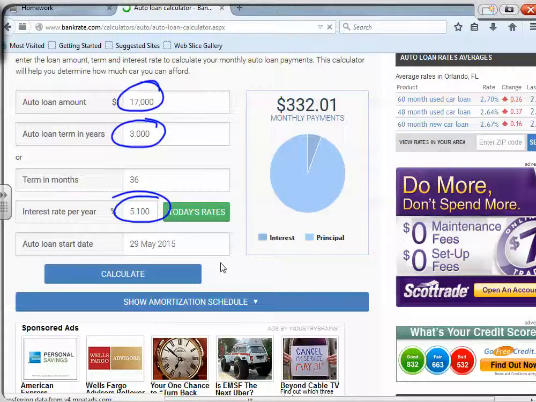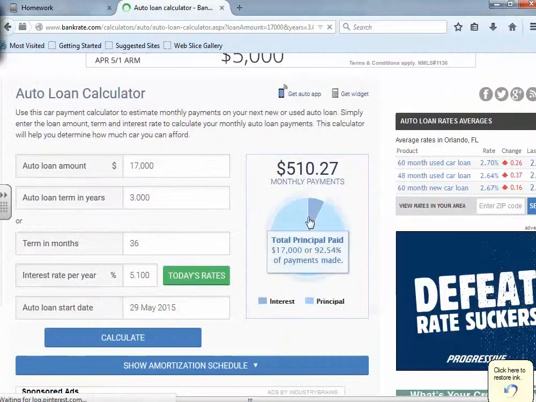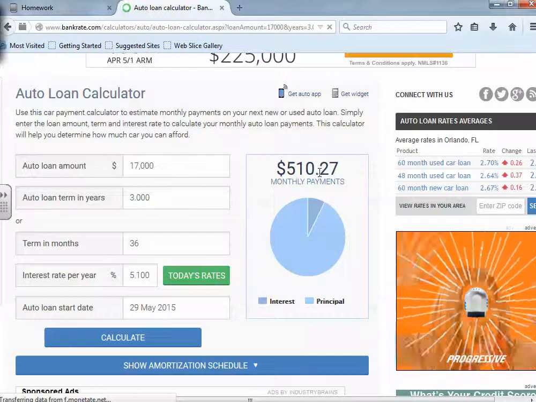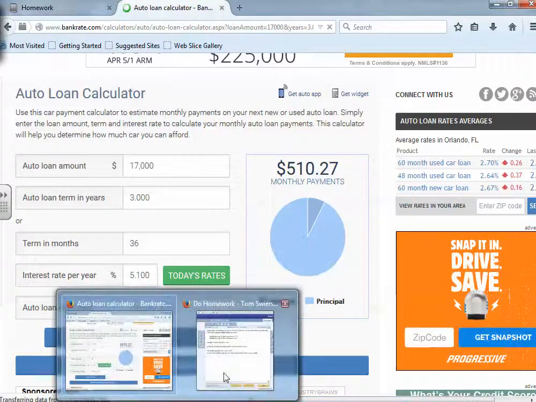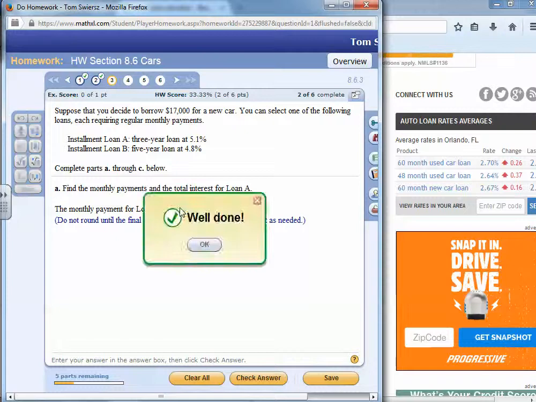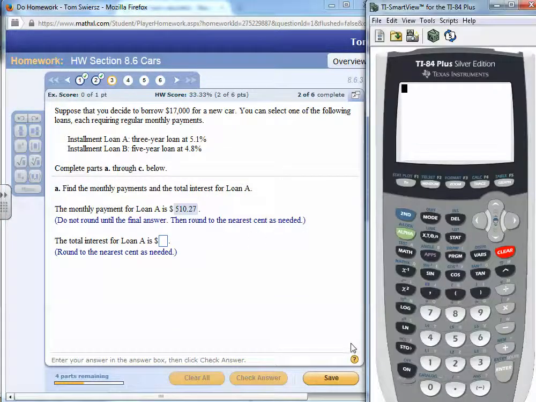Then you click on calculate, and the monthly payment is $510.27. So let's go back to the problem. $510.27. Okay, total interest for loan A. Now, you can go ahead and do it on the website, but sometimes Bankrate does it a little bit differently, so we'll do it with pencil and paper.